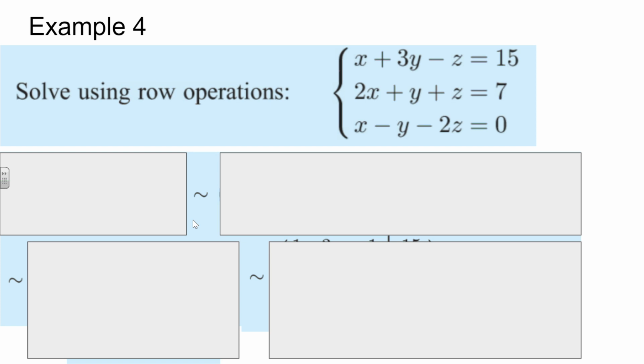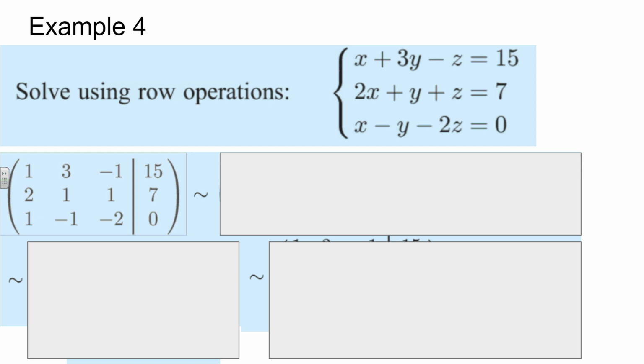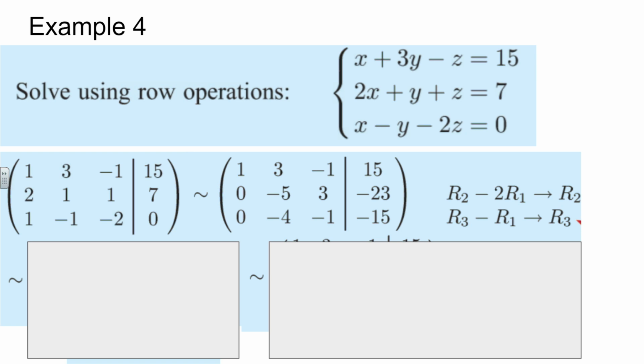We have our first 3 by 3 example here: x plus 3y minus z equals 15, 2x plus y plus z equals 7, and x minus y minus 2z equals 0. First things first, put it into our augmented matrix. And then again, the goal, we want the row 1, column 1 to be 1. It already is. That's a great start. But then we want zeros underneath that. So let's take a look at how we're going to achieve that.